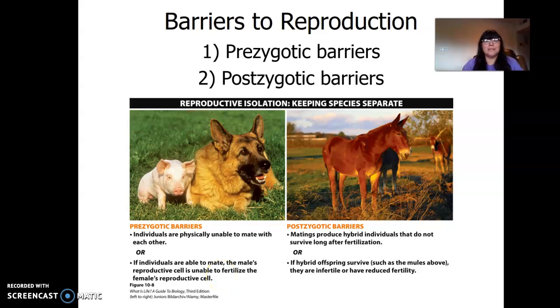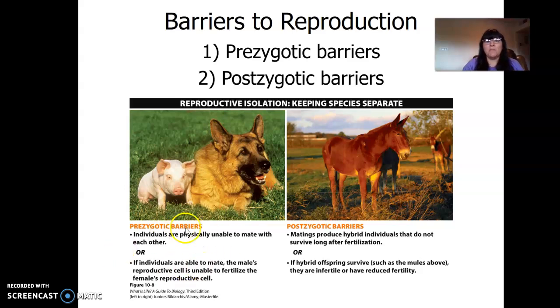How about with plants? Can there be prezygotic barriers with plants? Absolutely, yes. What if plants flower at different times of the year? Okay, so the egg and the sperm can't get together, right? Because plants can reproduce sexually. So that would be a prezygotic barrier, okay?